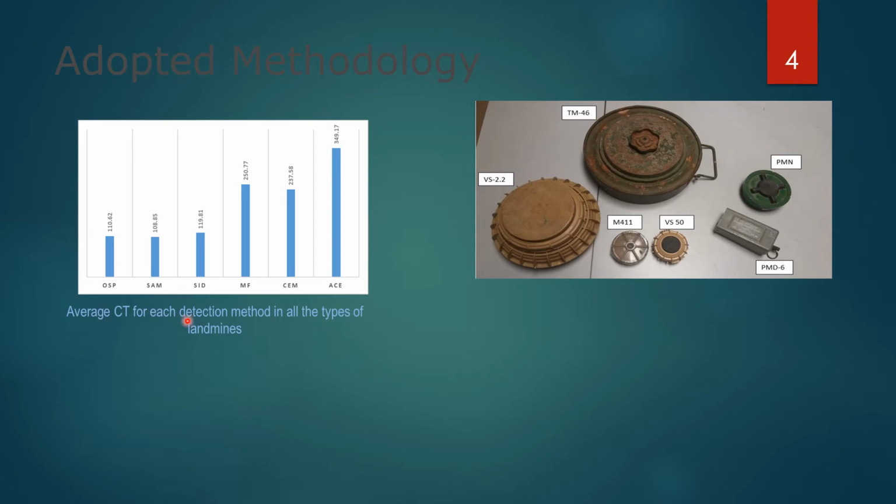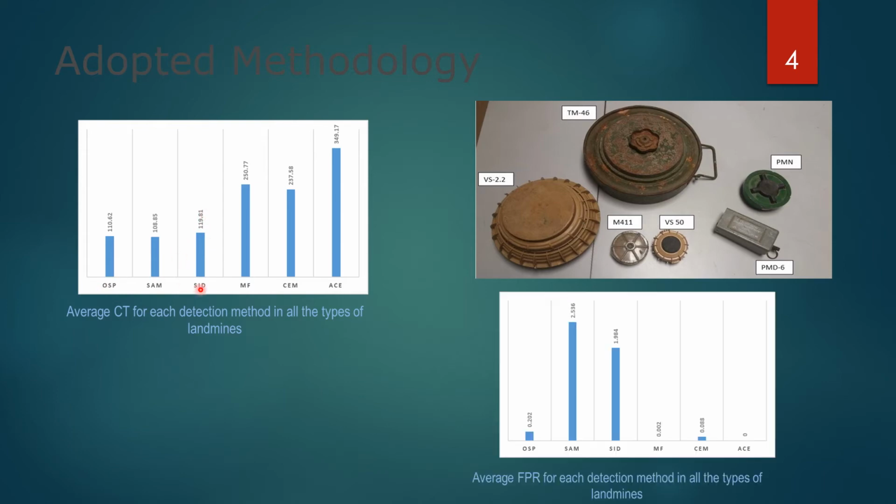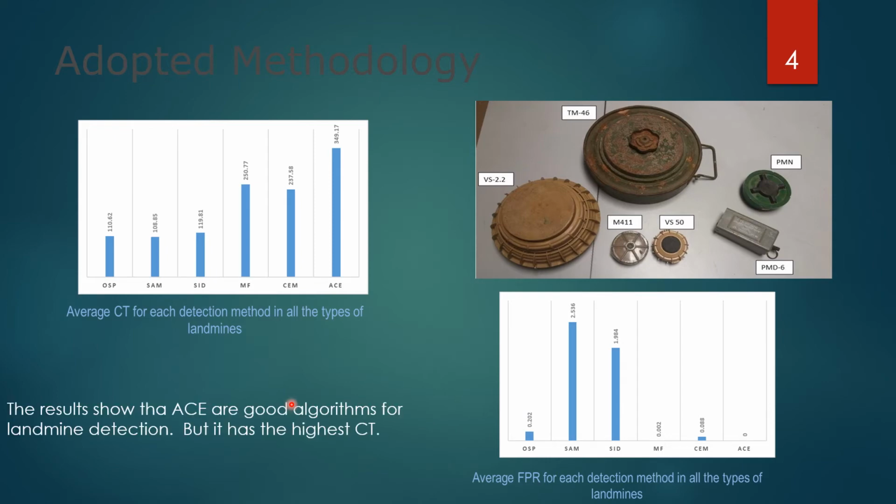Regarding computational time, as you see, ACE has the highest computational time, whereas OSP and SID have the lowest. Concerning the false positive rate, ACE has a 0 false positive rate, whereas other methods have some false positive rate. So, ACE is a good algorithm for landmine detection, but it has high computational time.